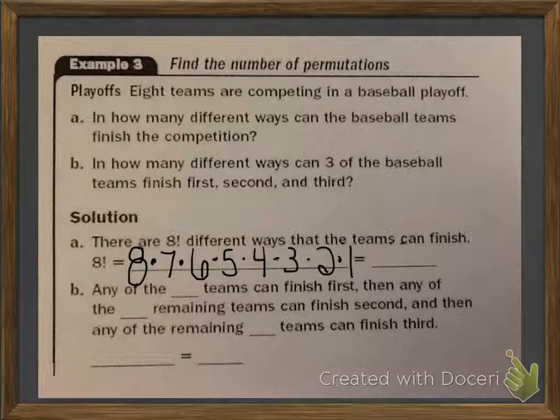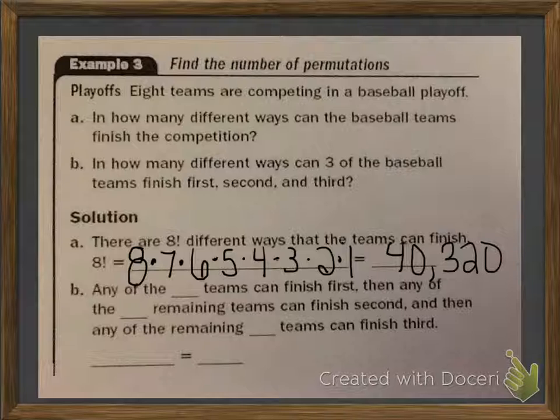You can either use the factorial option in your calculator by going to the Math button, scrolling over to your probability menu and down to the exclamation point. Either way, whether you just type the numbers in your calculator or use the factorial option, you will get 40,320 different ways.